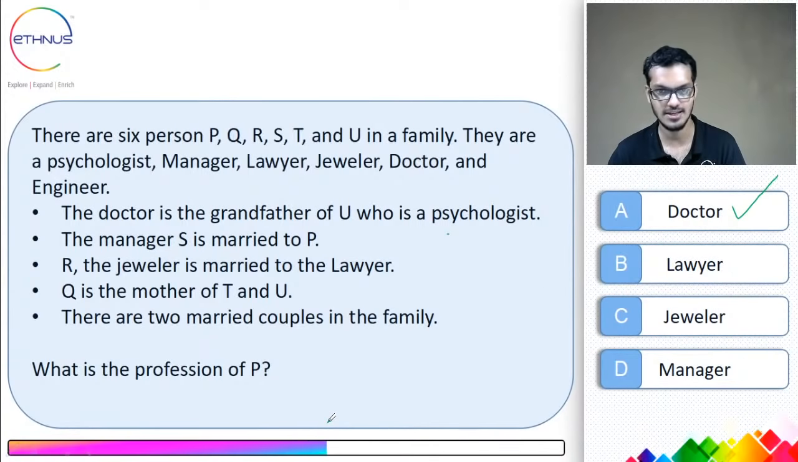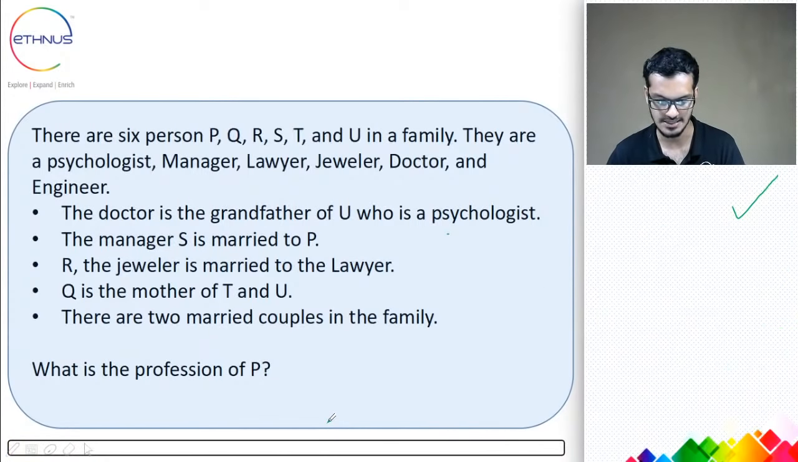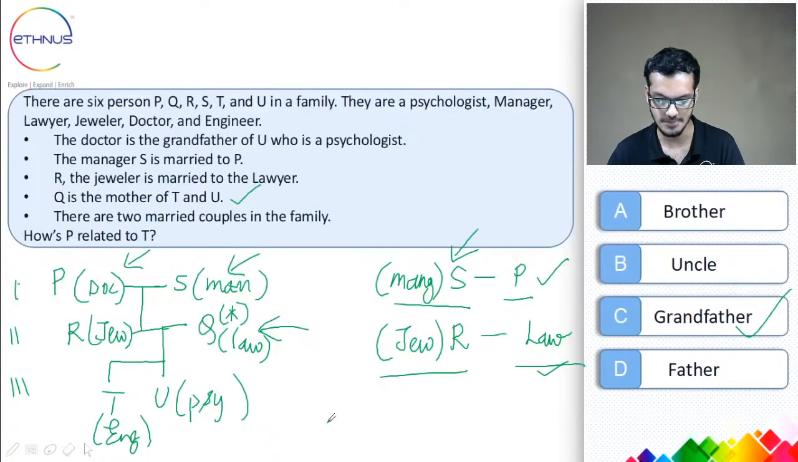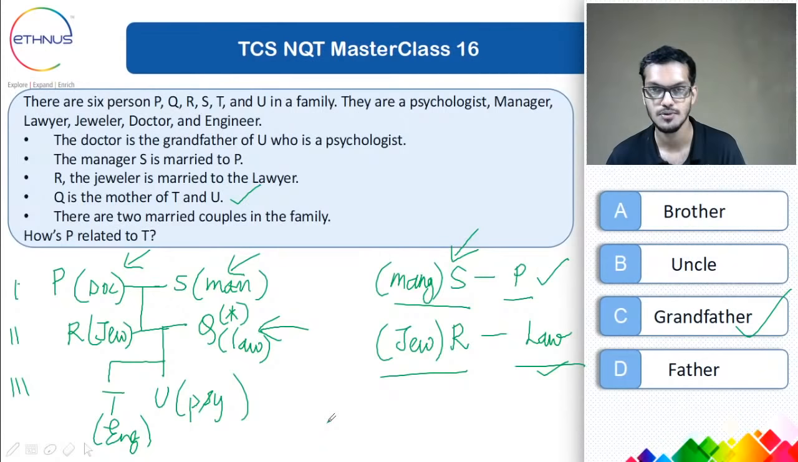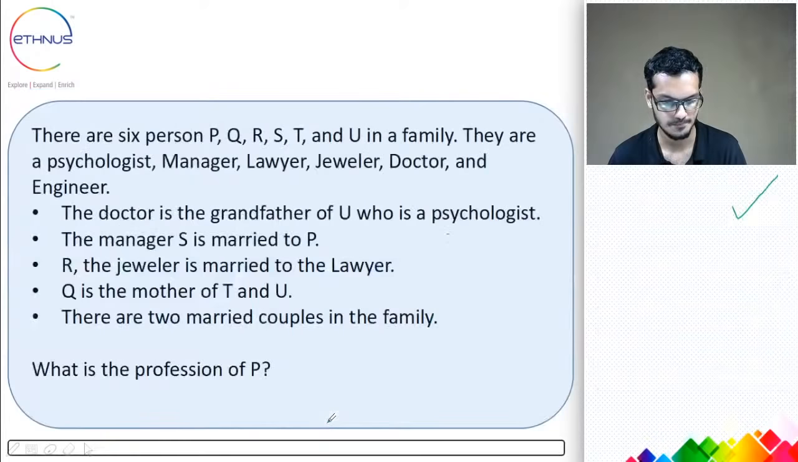So the family tree I have already drawn. It's the same family tree as you can see here right now on the screen. P is a doctor, and S is a manager, R is jeweler, Q is the wife of R, who is a lawyer, and 2 people are T and U, who is engineer and psychologist.